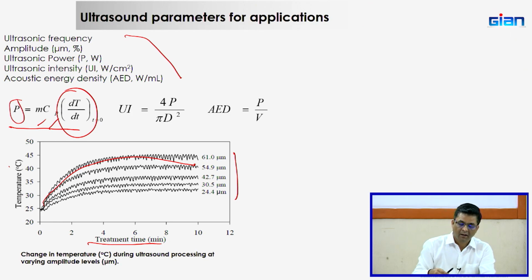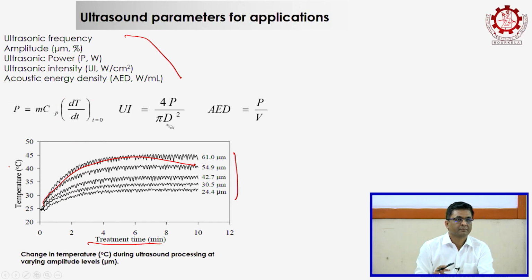Ultrasonic intensity is power upon the surface area of the radiating surface. That is pi r square. To make it fancier, you do pi d square by 4, because diameter is easy to measure, whereas radius is difficult. Acoustic energy density is power upon volume.